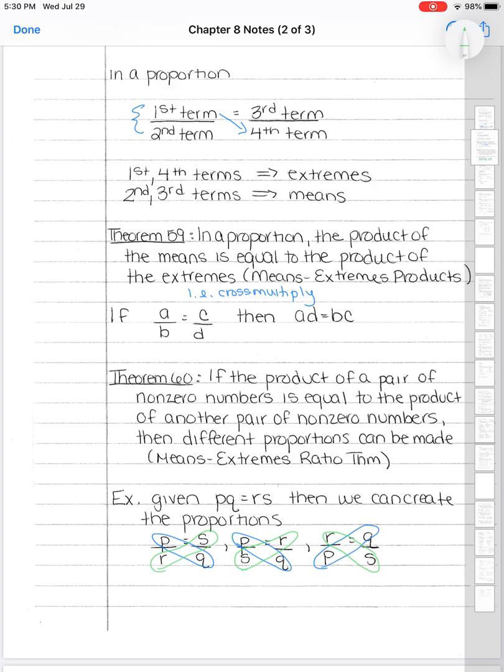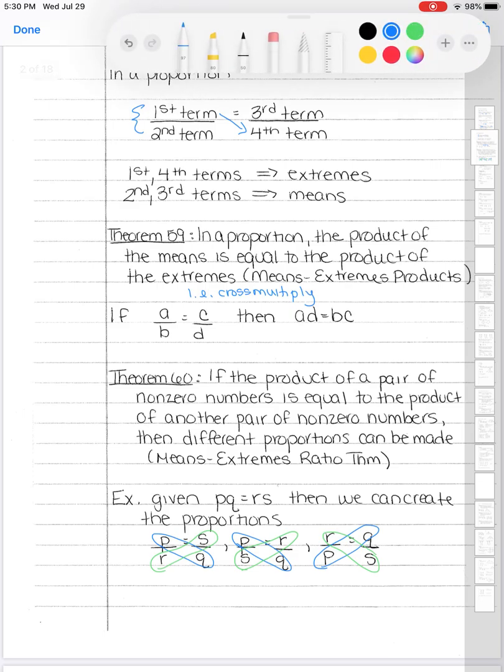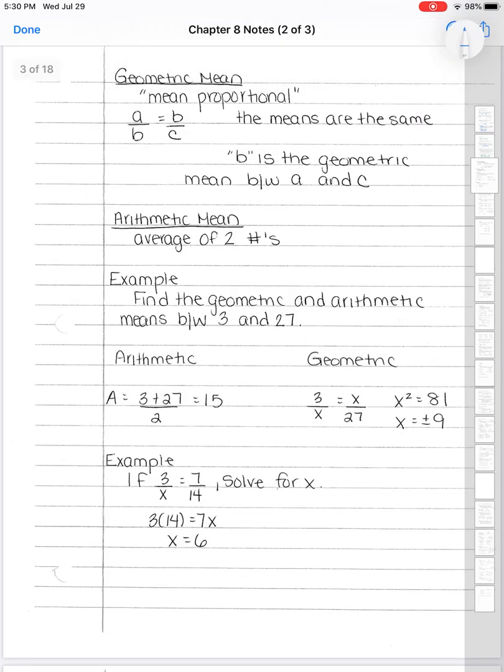And what Theorem 60 says is that there's basically just more than one way of writing out a proportion. So if we start with PQ is equal to RS, then we have to say, okay, well, what kind of proportions could it have been for me to get those as the cross products? So as long as you have P and Q on one of the diagonals, and you have R and S on the other diagonal, what you'll find is there's multiple ways of writing out the same proportion, okay? And there's no right way or wrong way. So you do have a little flexibility with that.